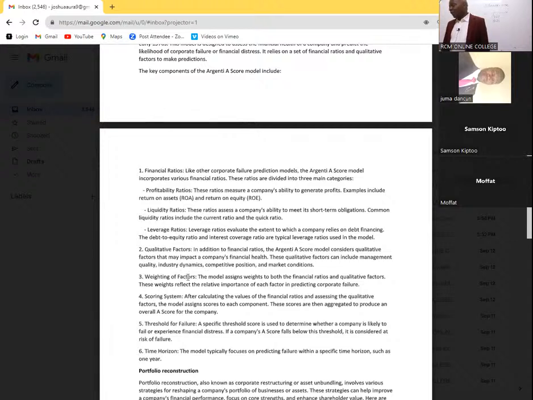Weighting of the factors. The model assigns weights to both the financial ratios and the qualitative factors. These weights reflect the relative importance of each factor in predicting corporate failure. Scoring system: after calculating the value of the financial ratios and assessing the qualitative factors, the model assigns scores to each component. These scores are then aggregated to produce an overall A score for the company.